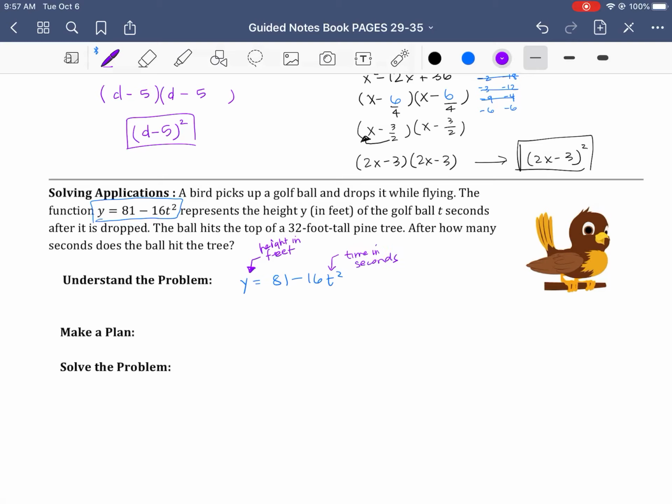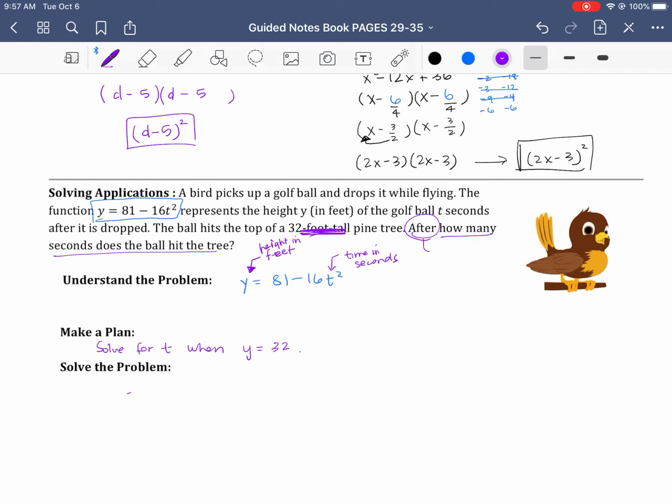So every value we put in for t, we could figure out how the height is changing. It asks after how many seconds, so we know we're going to be solving for t. Does the ball hit the tree? That's the first thing we want to recognize: when it hits the tree. And the tree, it told us, is 32 feet tall. So when y, because y is the height, the ball hits 32 feet, so when y is 32.